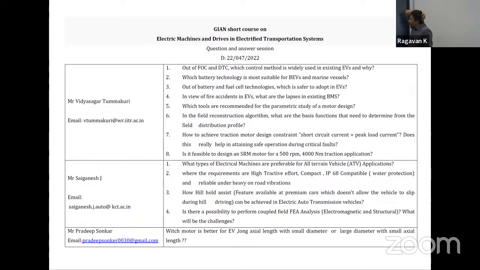And then which battery technology is most suitable for BEVs and marine vessels? That's, once again, a very specific question.